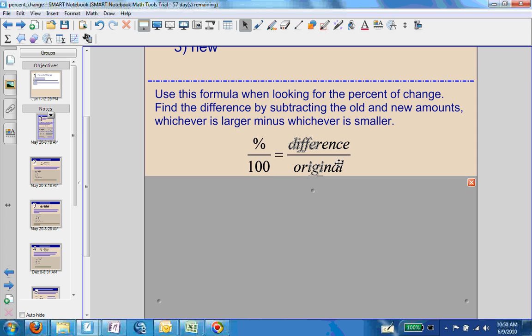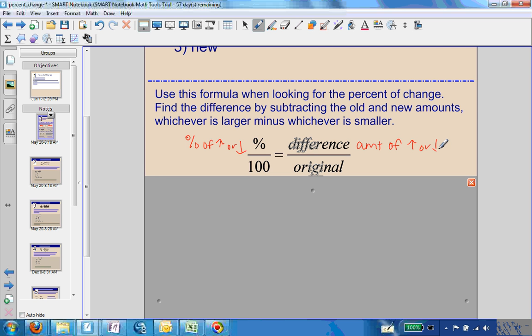So let's look at the first formula. You're going to use this formula whenever you're looking for the percent of change. So that means the percent that something increased or decreased by. You could elaborate on this formula by saying this is the percent of increase, that up arrow means increase, or decrease. And then this is the amount.